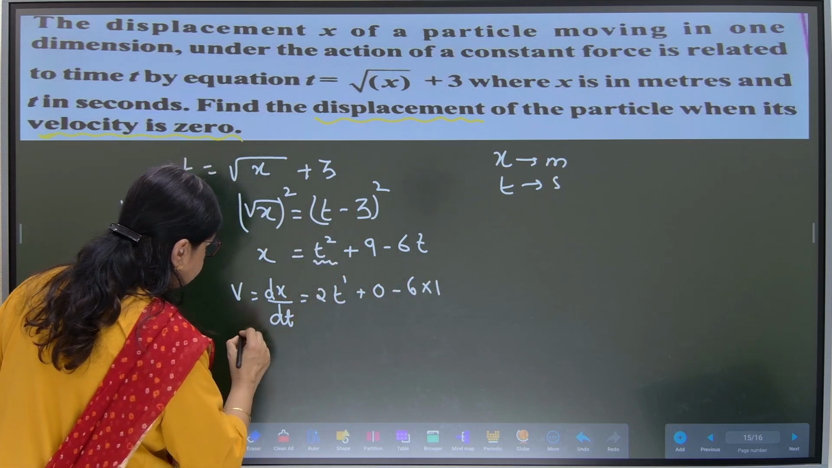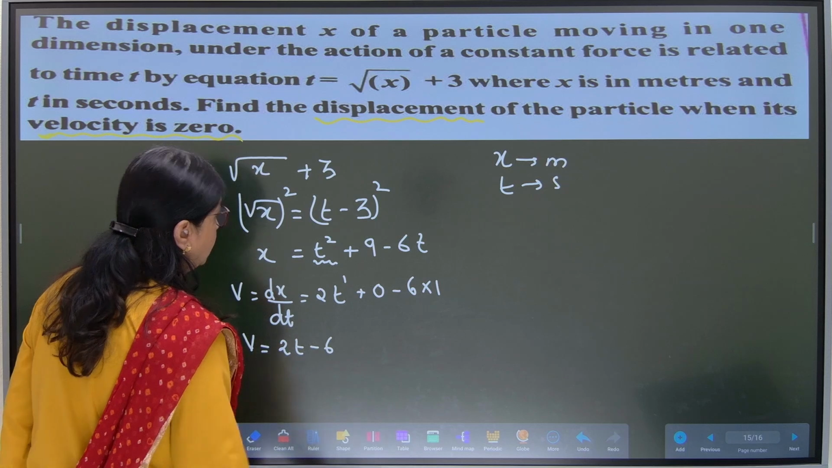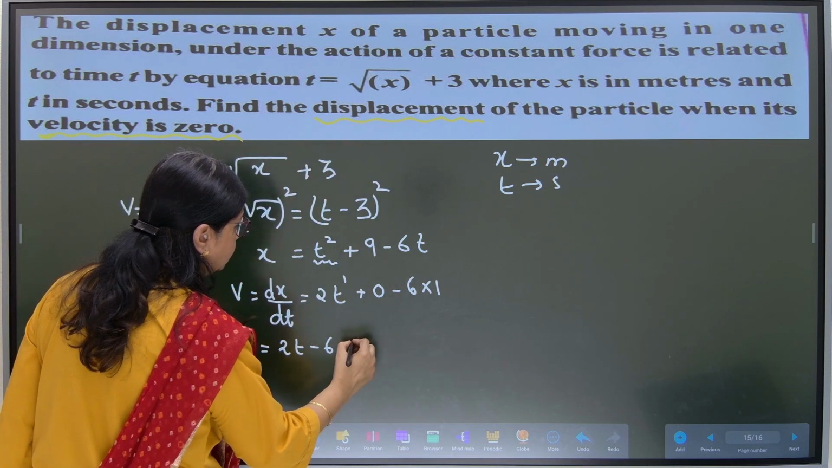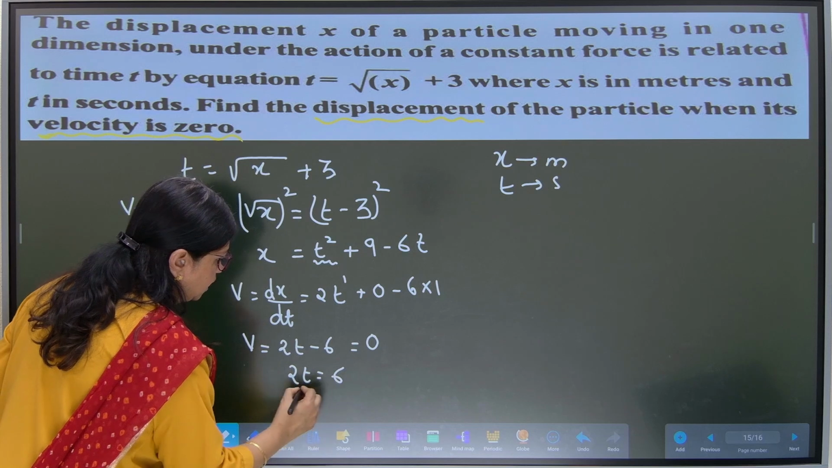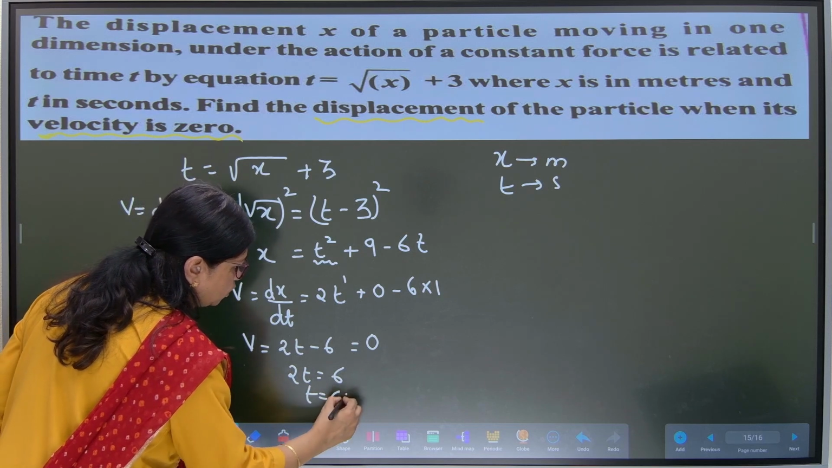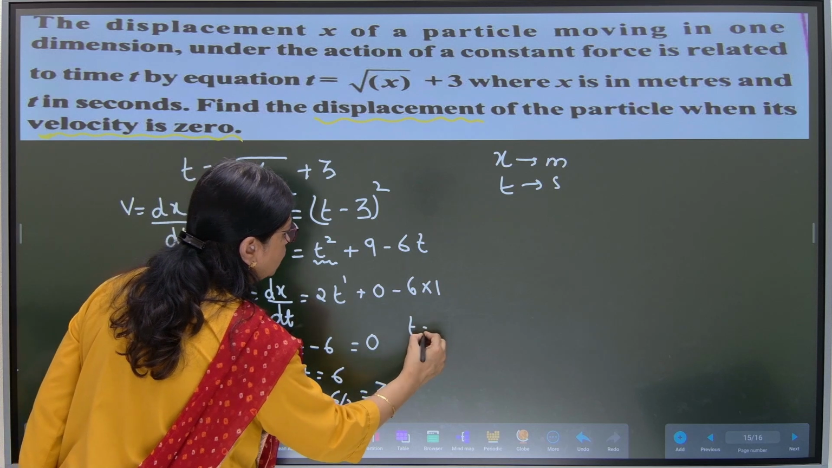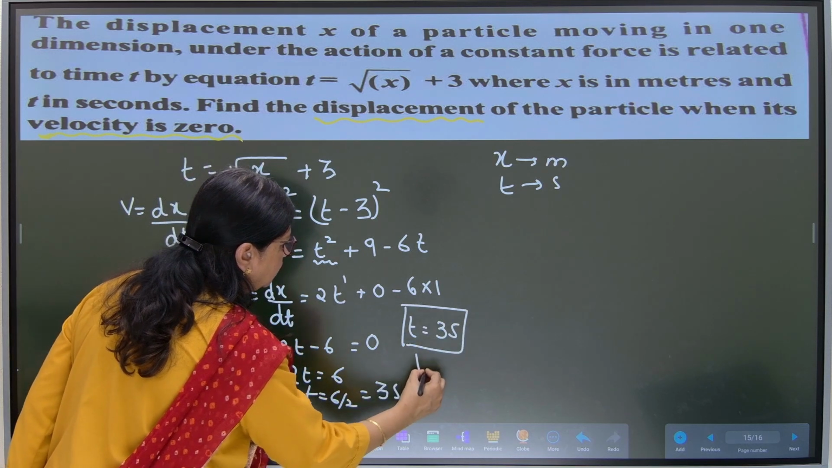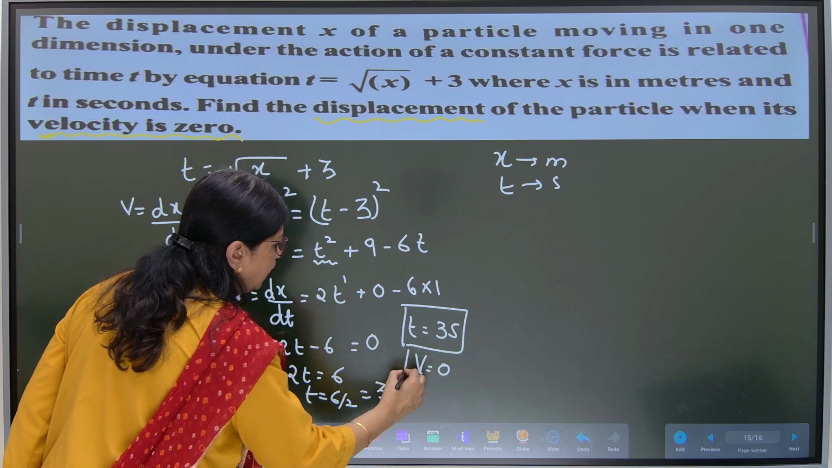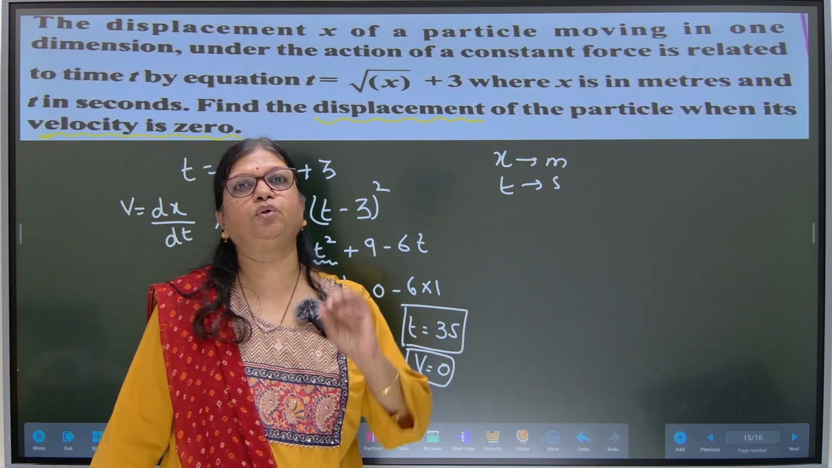Okay, so what is my answer? 2t minus 6. Now they told me to equate it to 0, so I will equate it to 0. So 2t is equal to 6. So t is equal to 6 upon 2. My answer is 3 seconds. So t is equal to 3 seconds is my answer when v is equal to 0. Time is 3 seconds when v is equal to 0.